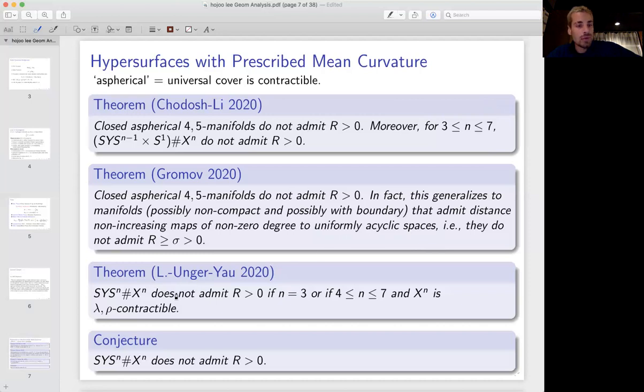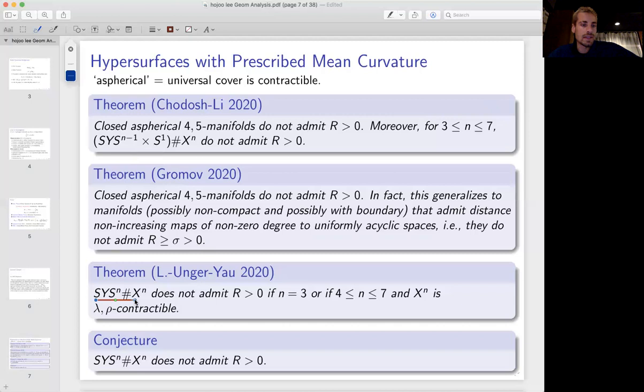With Ryan and Yao, we proved something slightly different, but in this direction. We showed that at least for n equal to 3, then the connect sum of SYS with X^n does not admit PSC, and when n is between 4 and 7, if the non-compact factor is assumed to be lambda-rho contractible, which is something I'll define, essentially meaning that all rho balls are lambda-Lipschitz contractible, I'll define that a bit more carefully later on, then these connect sums of SYS with X do not admit PSC. Notice that the Chodosh-Li theorem has an S1 in it, which you can see appearing in their proof.